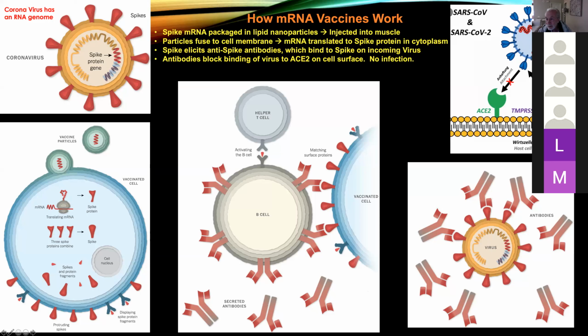So I can get rid of this. So this is back to the original picture I showed you of spike binding to the receptor ACE2. If there are antibodies attached to the spike protein, this attachment is blocked. And so there's no infection. Is that clear to everybody, how the mRNA vaccine elicits antibodies and how they prevent infection? Okay.